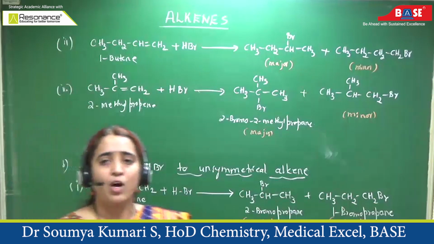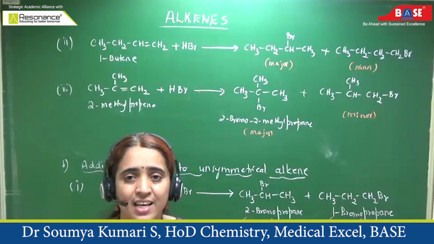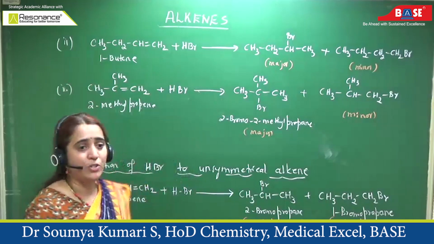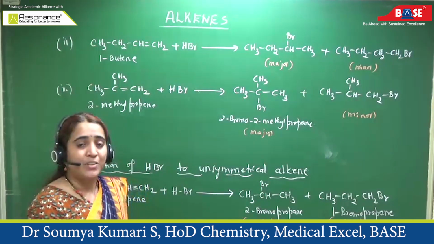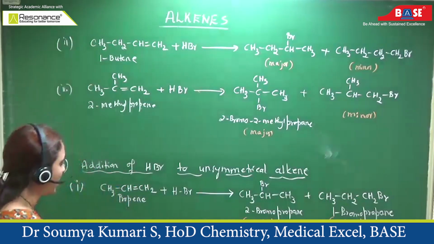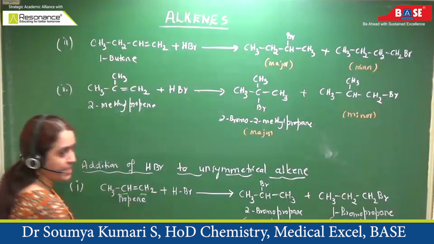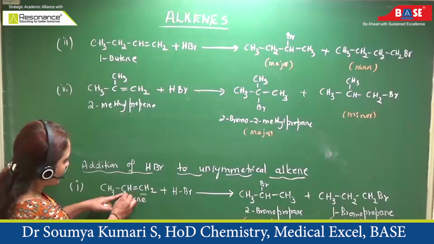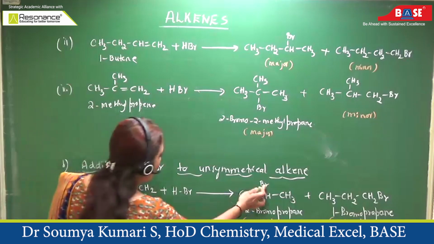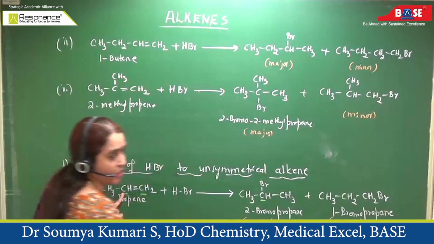After observation with a lot of such unsymmetrical alkenes, the Russian chemist Markovnikov was able to generalize a rule which is known as Markovnikov's rule. According to the rule, what is the observation? Let us quickly take the observation. Look at this unsymmetrical alkene. Just concentrate on this doubly bonded carbon. This carbon has one hydrogen. This carbon has two hydrogens. Now, the bromine attached to the carbon with one hydrogen appeared as a major.